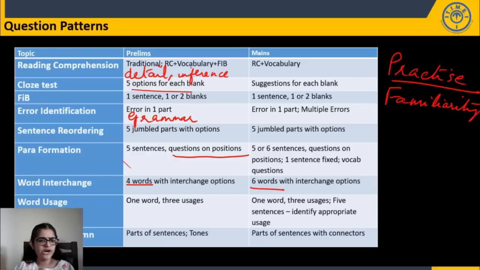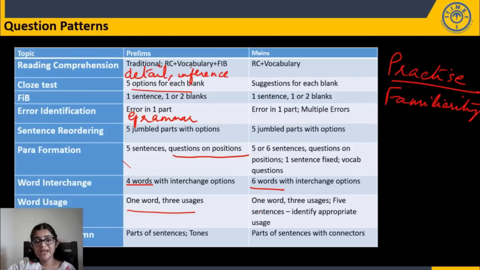Then there is word usage, a hardcore vocabulary question. In the prelims exam, a typical pattern we have been seeing is you have 3 sentences given to you where the same word is used. And in one of them, the word may be used inappropriately. You have to identify that sentence. Or the word may be used appropriately only in one sentence. You have to identify that sentence.